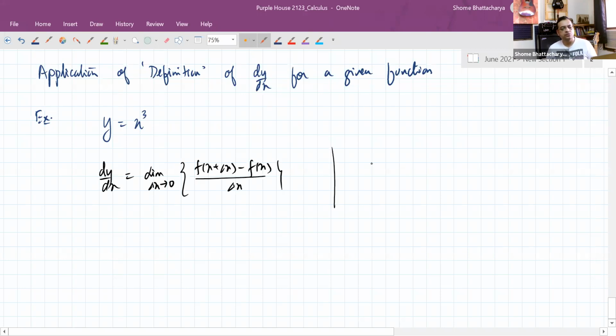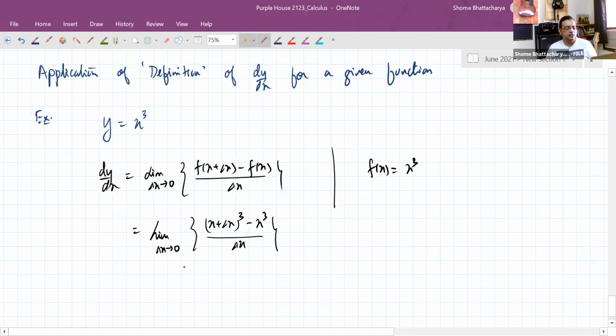Okay. So in this case, what is the function? The function is x cubed. So when I solve this further, I should replace the numerator with what? I should replace it with x plus delta x's function, which is x plus delta x whole cube. And the function's value at x is nothing but x cube, divided by delta x.